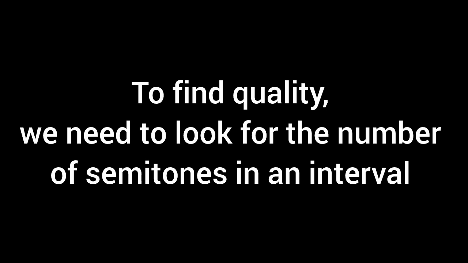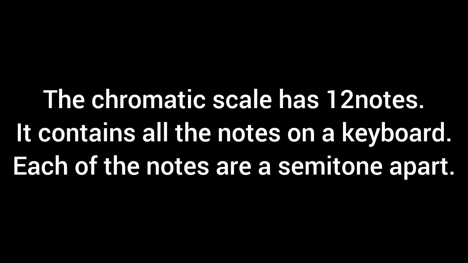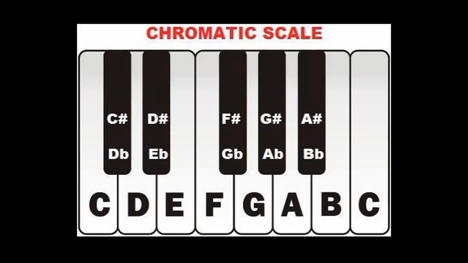So to find our quality, we need to find the number of semitones in the intervals, and to do this, we'll be making use of the chromatic scale. Now, the chromatic scale has 12 notes. It contains all the notes on the keyboard, and each of them is a semitone apart. This is a picture of what the chromatic scale means.